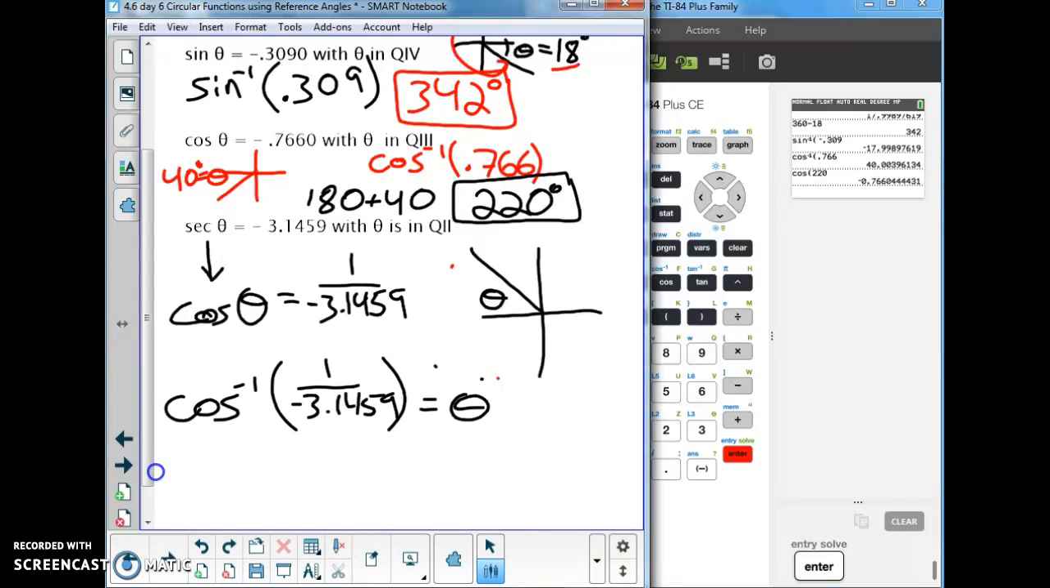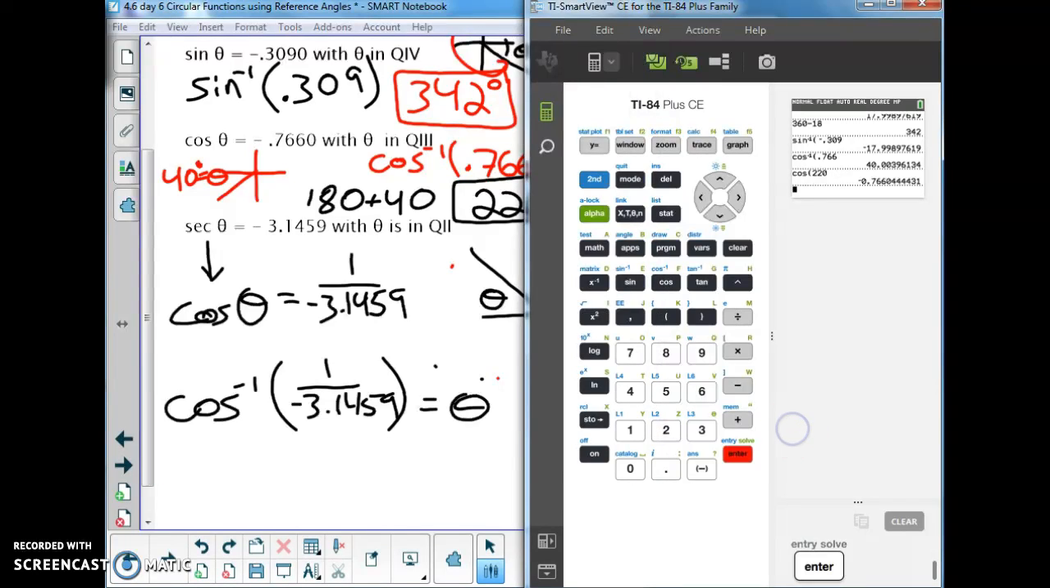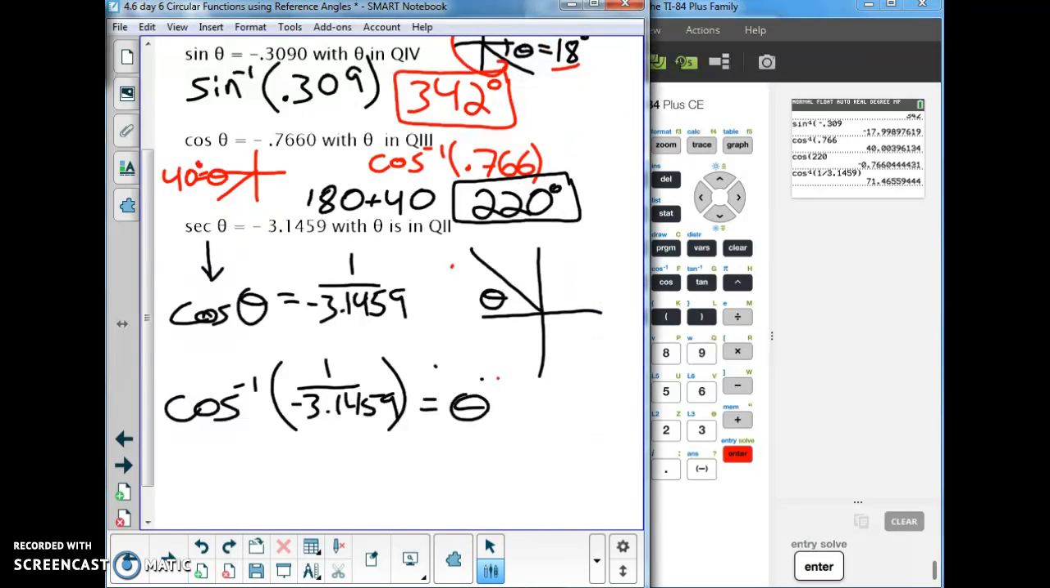At this point, all the hard stuff is done, so I just have to go over to my calculator. We're doing the inverse cosine of 1 divided by, and remember, when I punch this in, I'm going to disregard that negative sign. So 3.1459. Again, I am disregarding that negative sign. That's going to give me 71.46. Let's call that 71.5 degrees. So theta is 71.5 degrees.